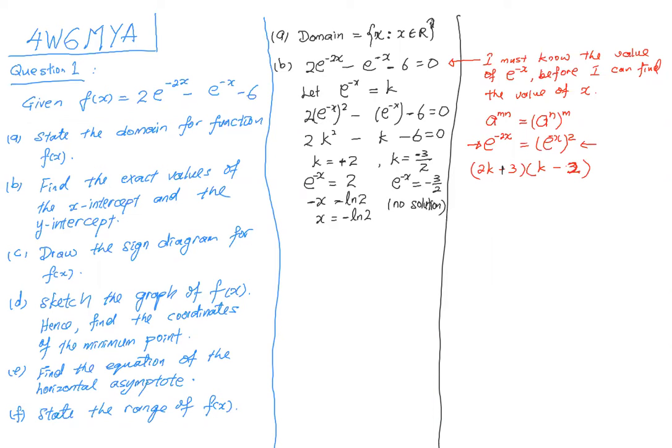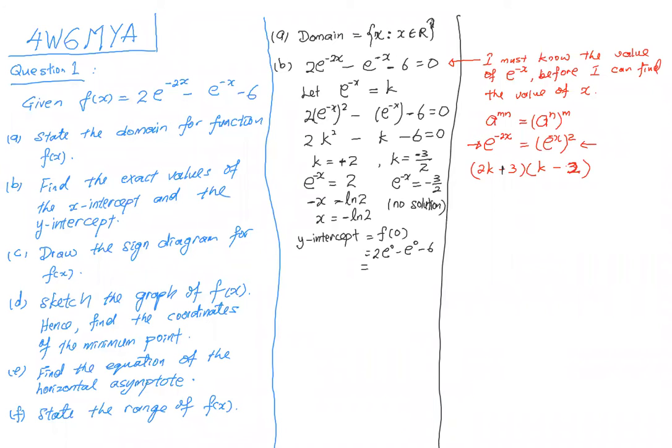Okay, so next, we want to find the y-intercept. If I want to find the y-intercept, I will put x equal to 0. Am I right? Be very careful whenever you talk about exponentials. You should know that e to the power 0 is 1. So what is the answer, Brandon?